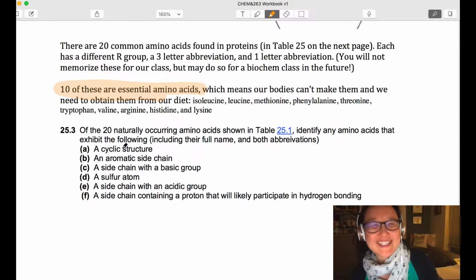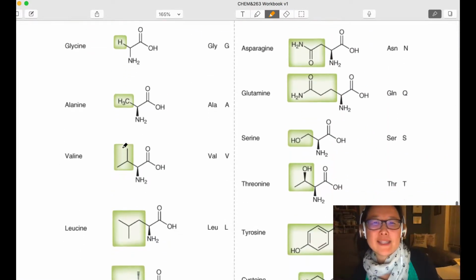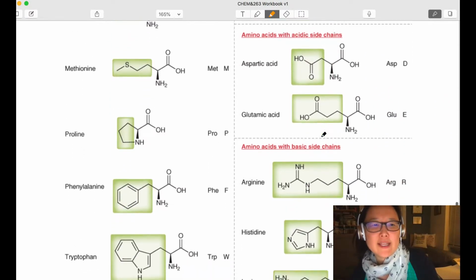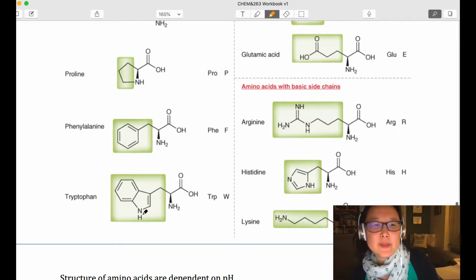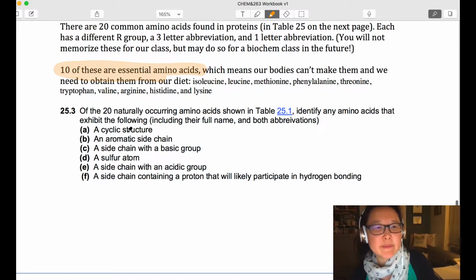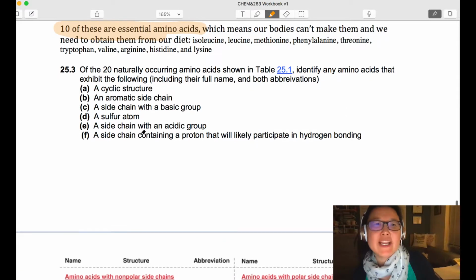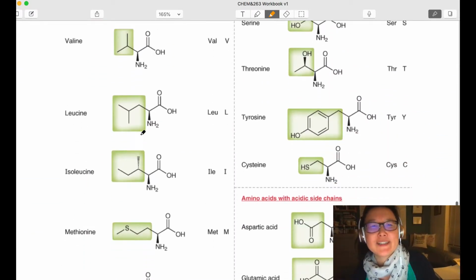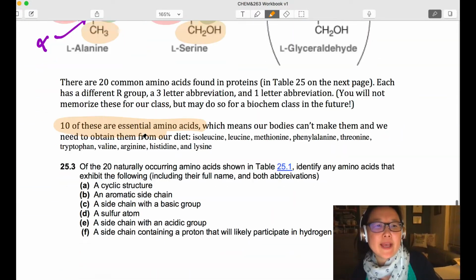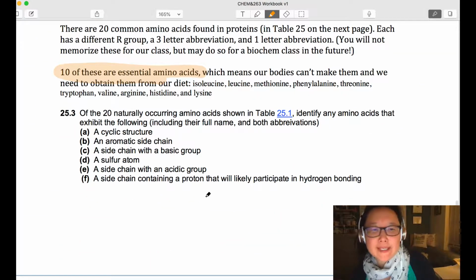But anyway, cyclic structure, we see that there are several with cyclic structures. Tyrosine has a ring, phenylalanine, tryptophan has 2 rings, proline has a ring as well, it's not aromatic. Histidine has a ring as well. Okay, you can see some of them are aromatic, some of them aren't. Aromatic side chain, basically all the ones I mentioned except proline, I think, are aromatic. We have a side chain with a basic group.